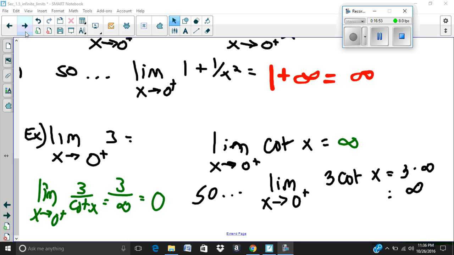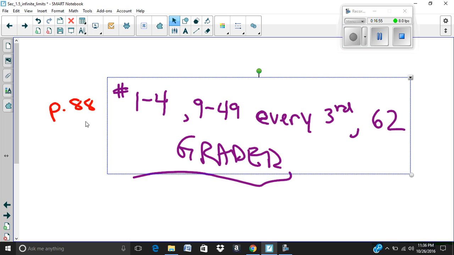Excellent. So here's what I would do. Go to page 88. Try problems 1 through 4. Go to 9 through 49, do every third problem. So it's like 9, 12, 15, 18, etc. Along with problem 62. Start this now. If you don't finish it in class, that's fine. Do it on Friday in class. Don't worry about taking it home.